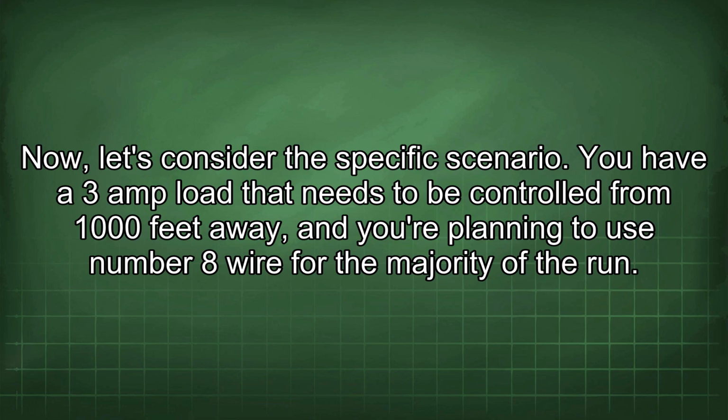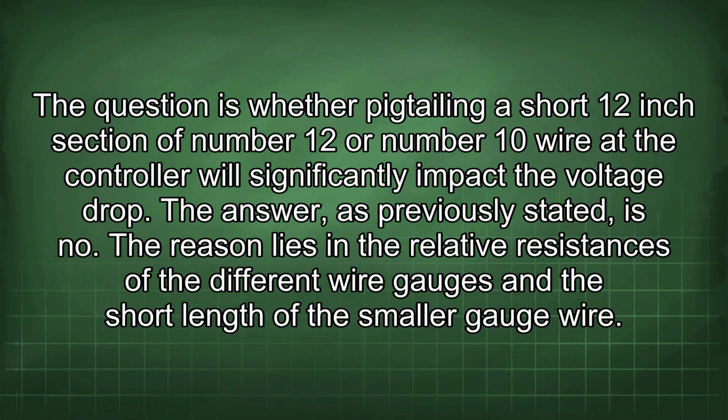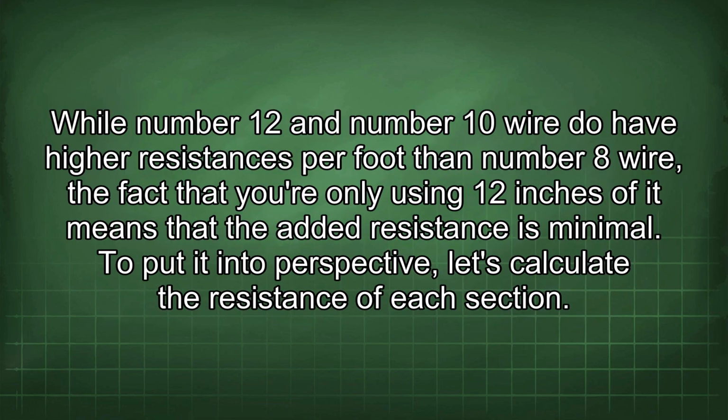Now, let's consider the specific scenario. You have a 3 amp load that needs to be controlled from 1000 feet away, and you're planning to use number 8 wire for the majority of the run. The question is whether pigtailing a short 12-inch section of number 12 or number 10 wire at the controller will significantly impact the voltage drop. The answer, as previously stated, is no. The reason lies in the relative resistances of the different wire gauges and the short length of the smaller gauge wire. While number 12 and number 10 wire do have higher resistances per foot than number 8 wire, the fact that you're only using 12 inches of it means that the added resistance is minimal.